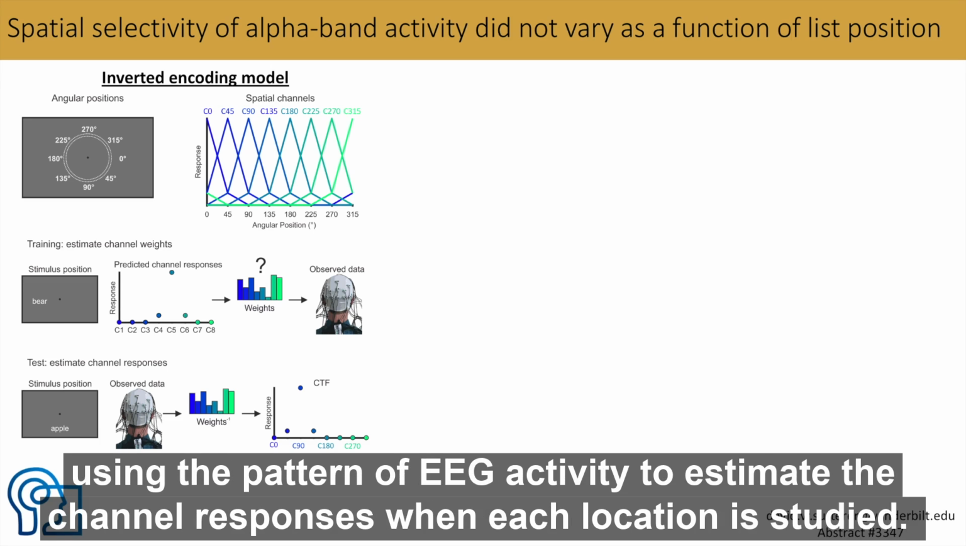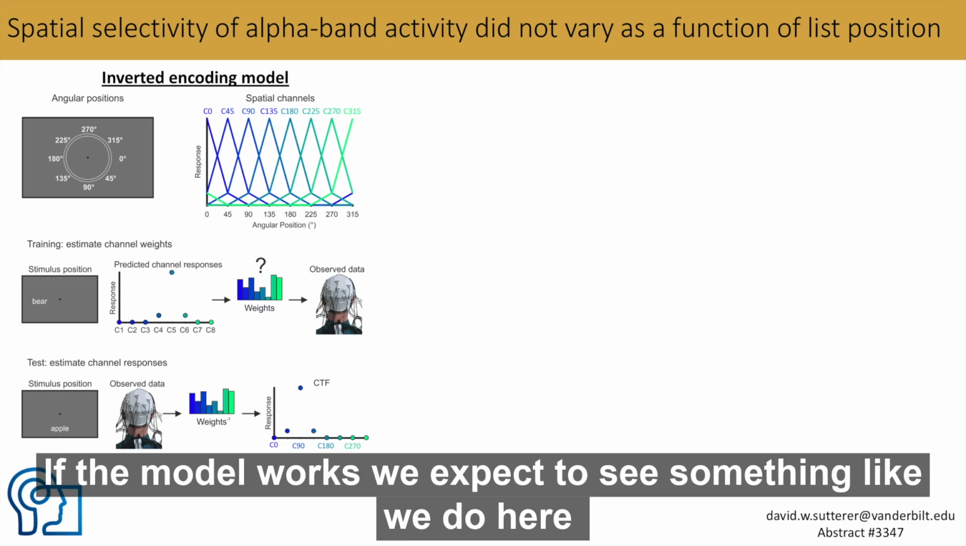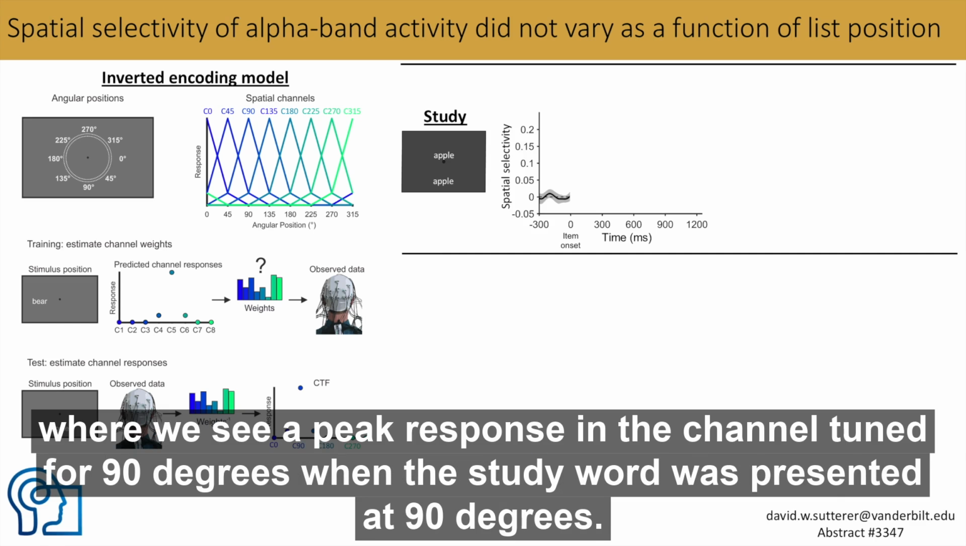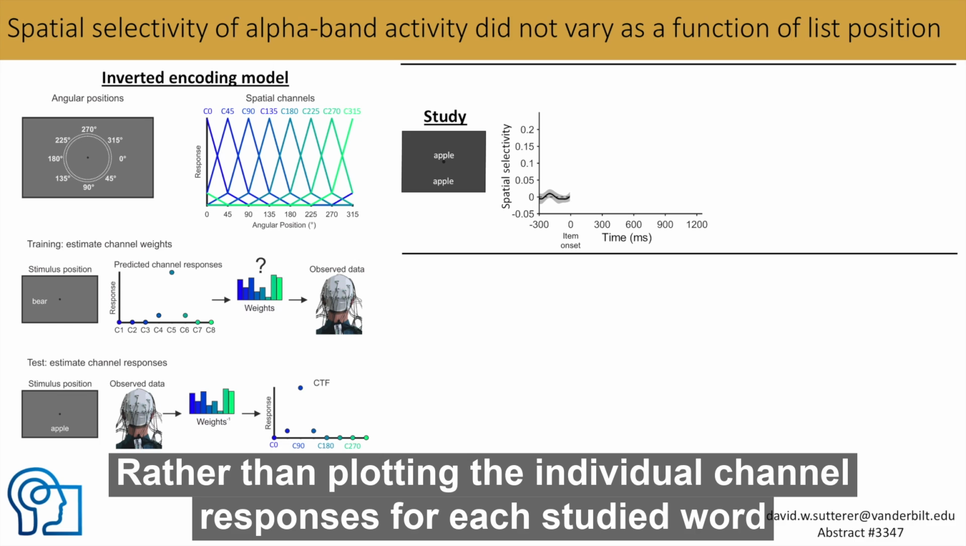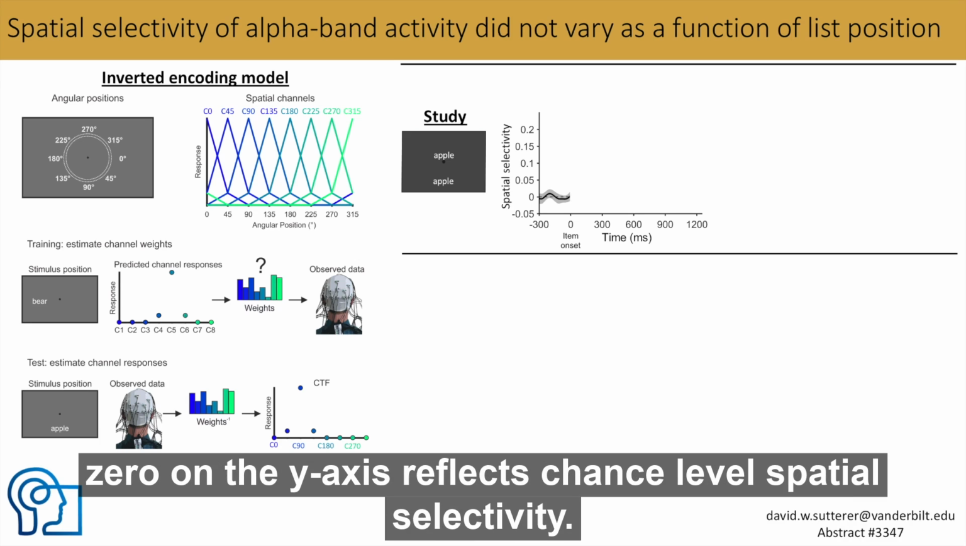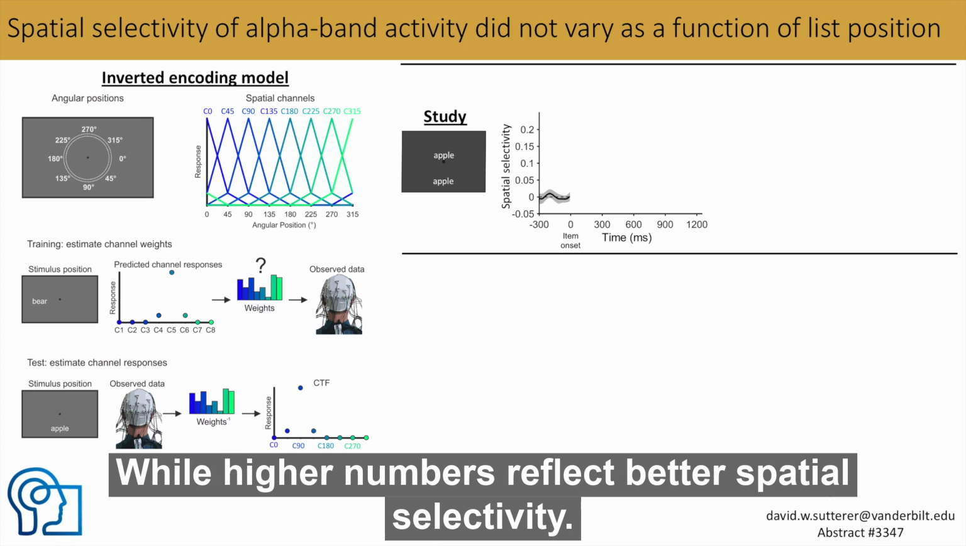If the model works, we should see something like we do here, where we see a peak response in the channel tuned for 90 degrees when the study word was presented at 90 degrees. Rather than plotting the individual channel responses for each studied word separately, we can instead just measure the average spatial selectivity for all the studied locations at each time point in the trial. Here, 0 on the y-axis reflects chance-level spatial selectivity, while higher numbers reflect better spatial selectivity.